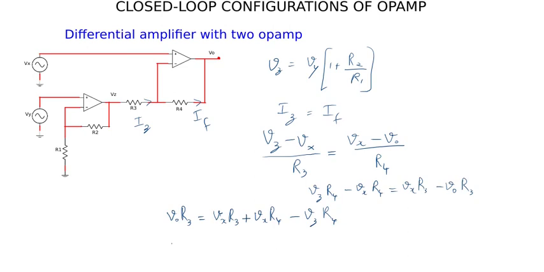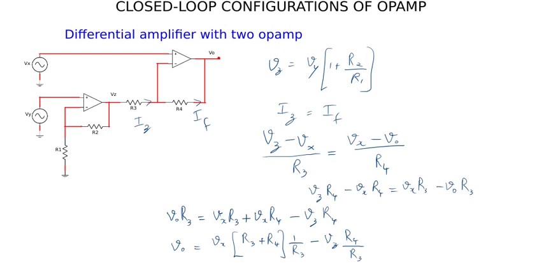So you get just VO is equal to Vx. I can take it outside. So it's like R3 plus R4, and that division with R3, minus Vz R4 by R3. So now we are left with this equation.